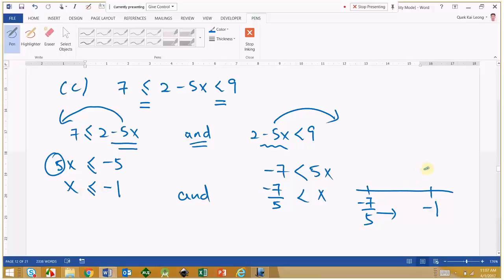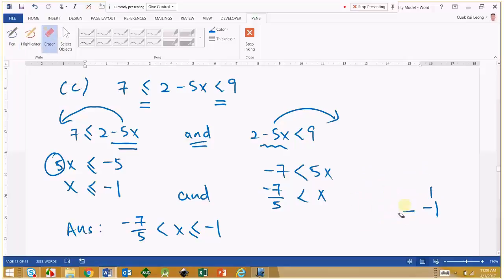So this is the range of x. Okay, so the answer: x must be between negative 7 over 5... oh, there's an equal sign here. Okay, I think I should redraw this. No need to go and erase if you drew already, it's fine. I just want to make myself very clear.